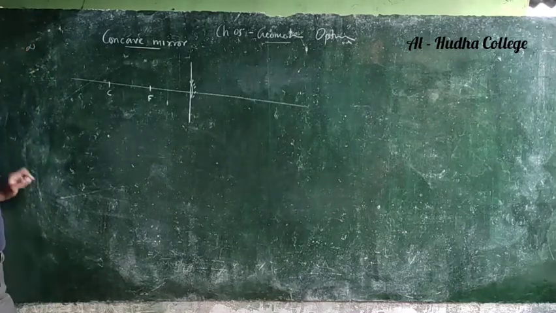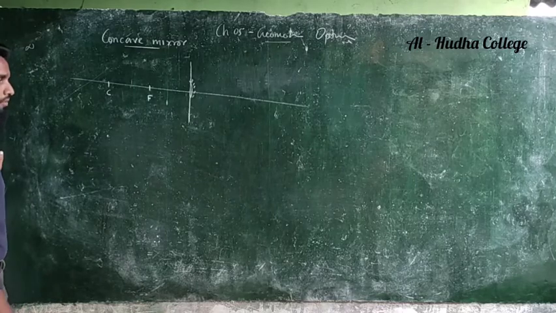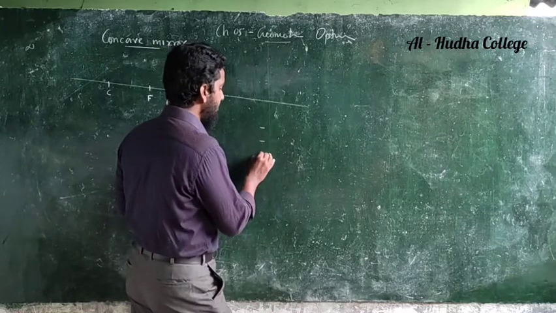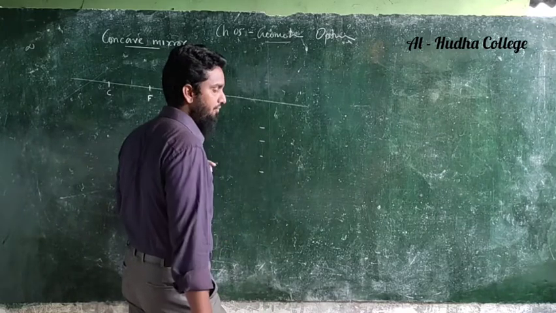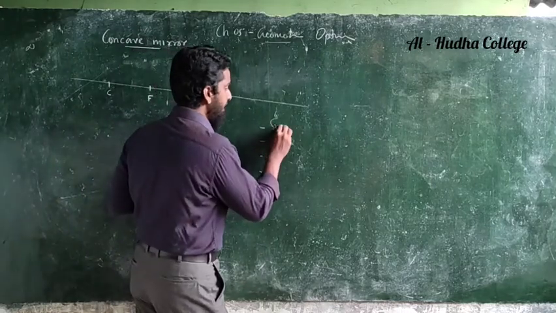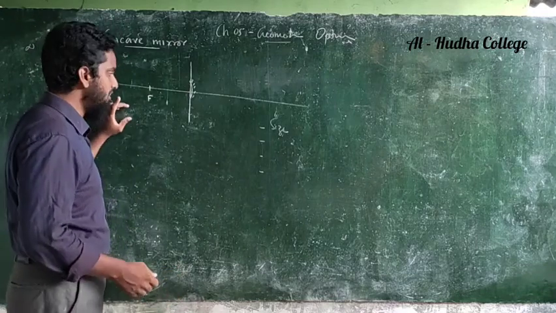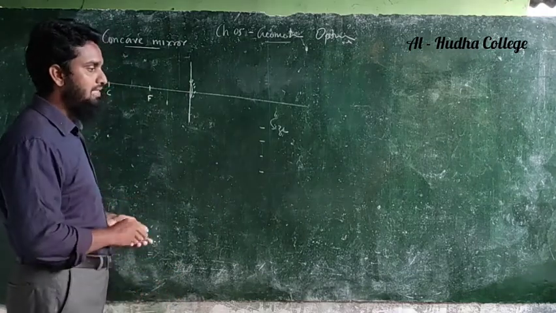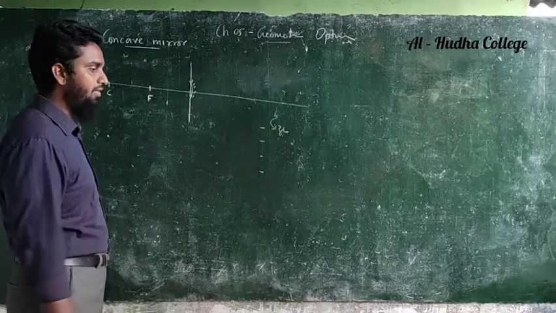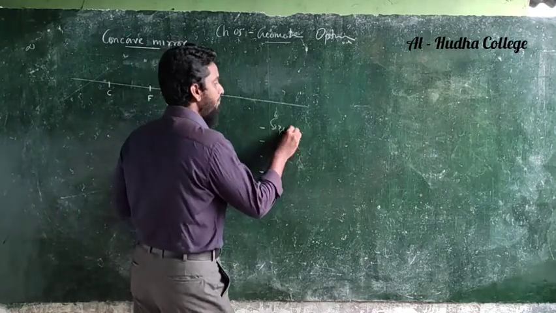How is the image going to be formed? When we consider the image, we are going to consider four characters of the image. The first character is the size. What is the size of the formed image compared with the object? Sometimes the size can be enlarged.